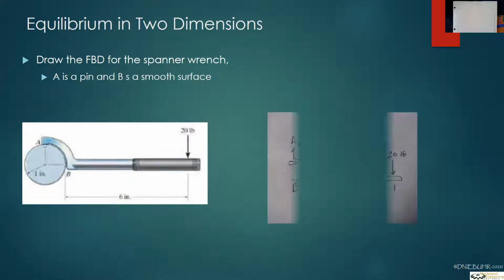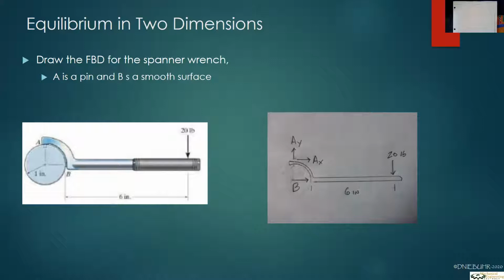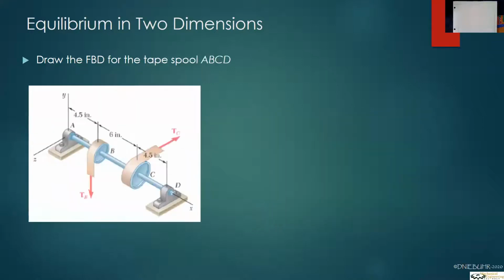And now let's look at it. So you notice that I had the choice of drawing the cylinder or the spanner wrench, but the spanner wrench was the object of interest. So draw the FBD for the spanner wrench. And so at A, because we have a pin at AY and AX, then that's going to have a reaction in both those directions. The 20 pound is only going to go down, and the reaction B is only going to be to the right. Okay? So that's a spanner wrench. Let's look at another one.